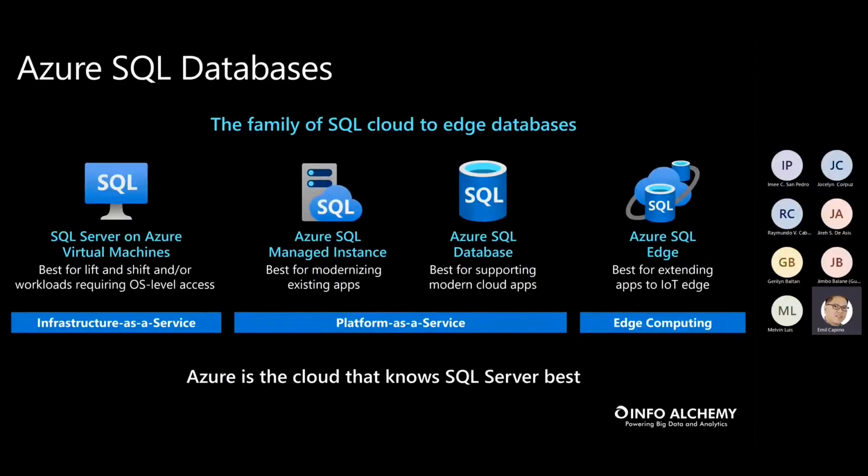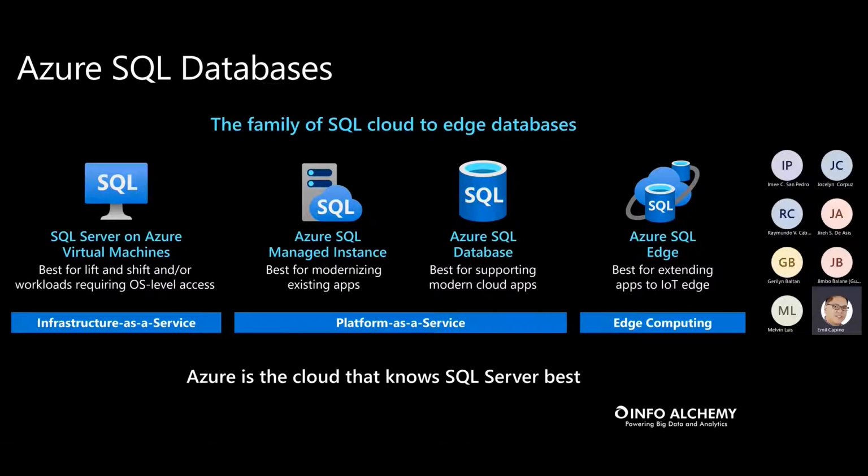So let me now introduce to you the Azure SQL Database family. When you consider migrating your SQL Server workloads from on-premise to the cloud, these are your SQL Server options. If you want to do a lift and shift, meaning your application on-premise runs on top of SQL Server, the easiest way for you to migrate is via a lift and shift strategy. You can use SQL Server on Azure virtual machines to rehost your application.